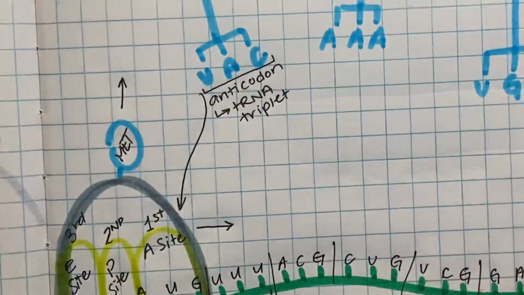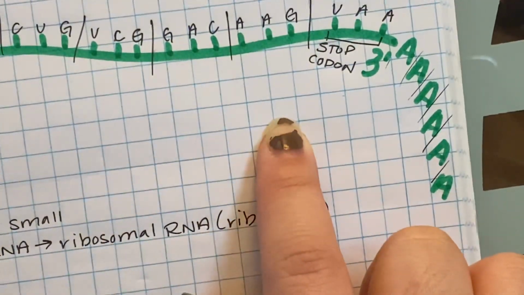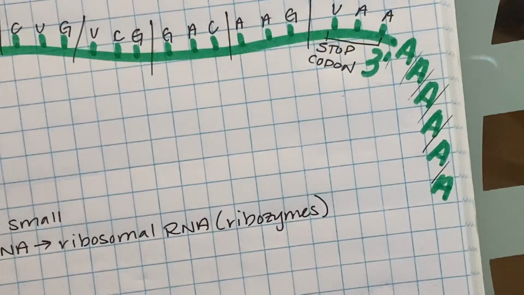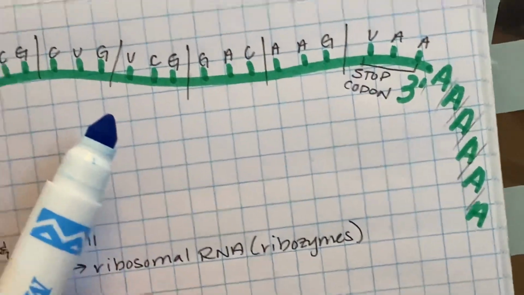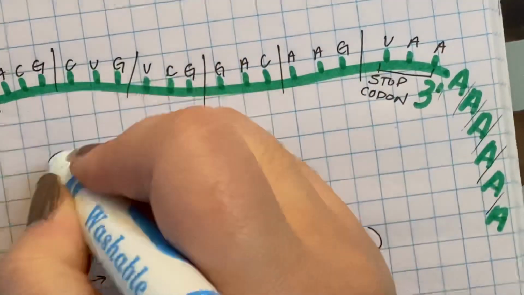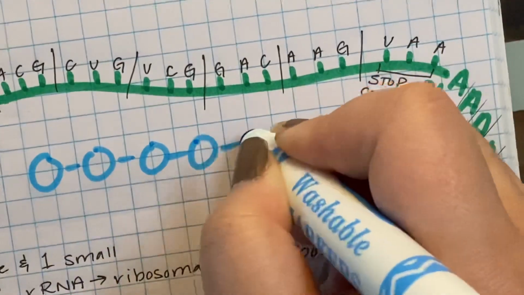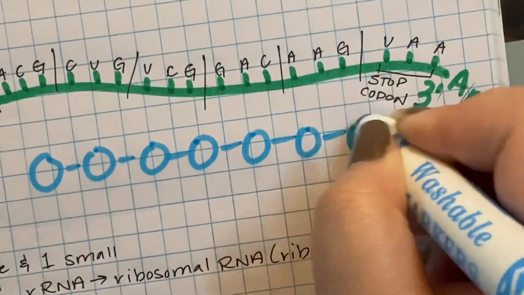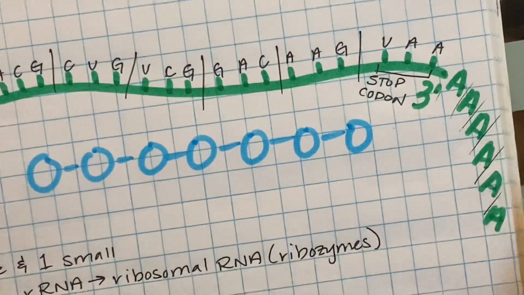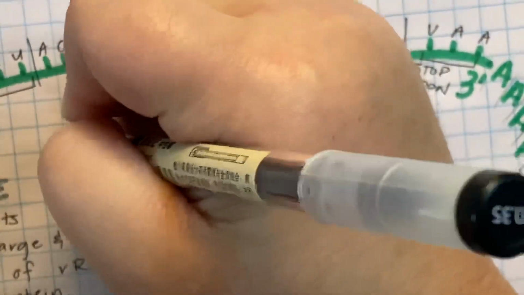Okay, I hope that all made sense. So you're going to end up with a protein. Remember we said we have 1, 2, 3, 4, 5, 6, 7. So you're going to end up with 7 amino acids. Each codon codes for 1 amino acid. The start will be methionine.